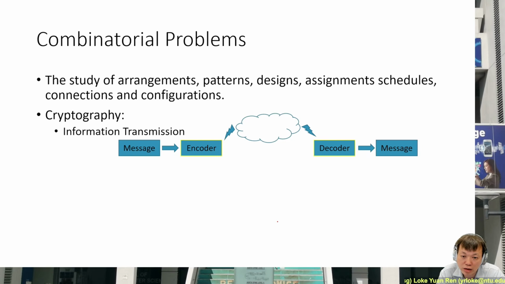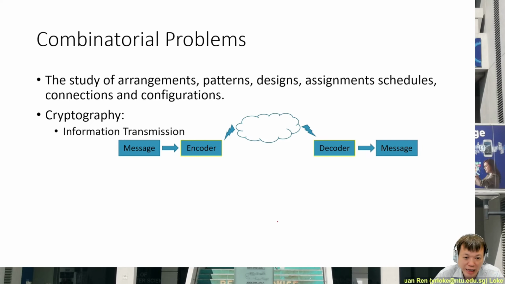In cryptography, for example, I want to transmit a message, then I need to encode and decode. Of course, when I encode it into a certain form before I transmit it out, the decoding must be the same, invertible. But I don't know which other people know the secret. I need to ensure that other people won't be able to decode it easily.